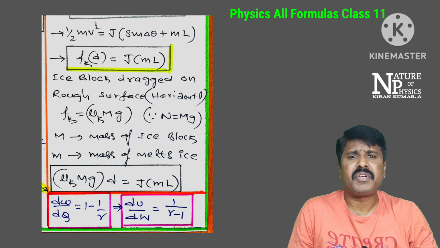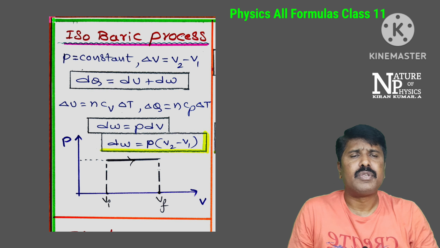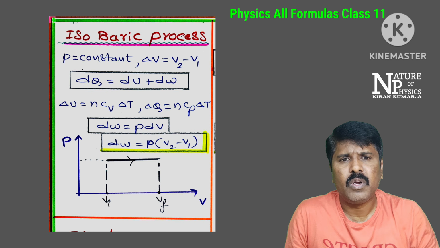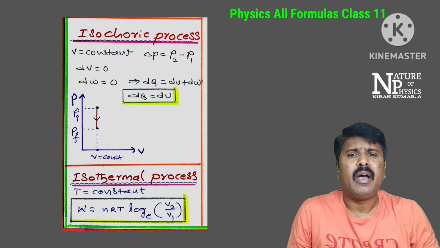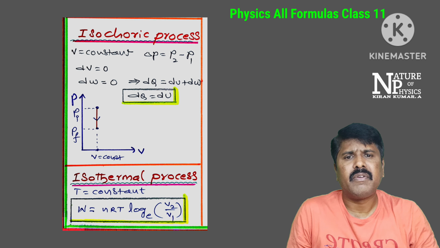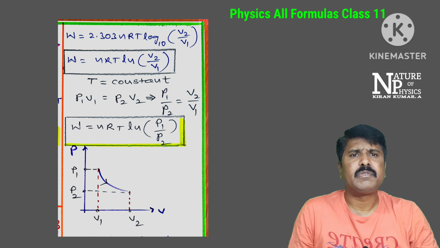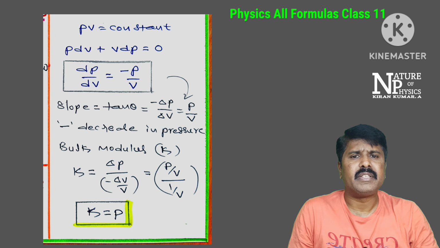And the isobaric process: the isobaric process graph is given, work done is clearly given. And the isochoric process is given, student, here volume is constant. Okay, and dV is equal to 0, dW is equal to 0, clearly given. Next, the isothermal process is given, student: work done by the isothermal process with respect to volume relation, pressure relation. And also K, the bulk modulus, related to the pressure is clearly given for the isothermal process.